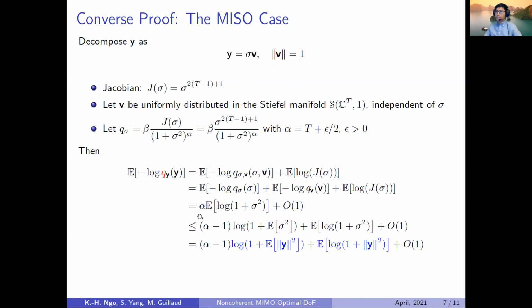So first we can fraction this alpha into alpha minus 1 and 1. And for the first term, we use the Jensen inequality to pass the expectation inside the log to have the mean of sigma square inside. And finally, sigma square is basically the power of the output vector y. So by putting back the y here, we have this expression. So basically, we have to upper bound the two terms in blue here.